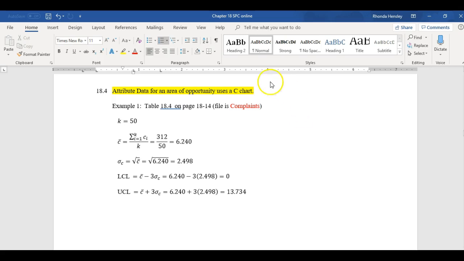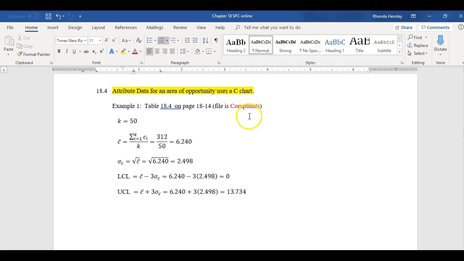the example that he's got in the book on page 18-13 uses a file called complaints, and it's the number of complaints that were filed in the last 50 weeks. So every week they counted the number of complaints. There was no sample size to speak of, just a week at a time they counted the complaints. If I was producing corduroy fabric in a fabric mill, and I pulled out a yard of fabric and counted the defects, that would be a C chart.